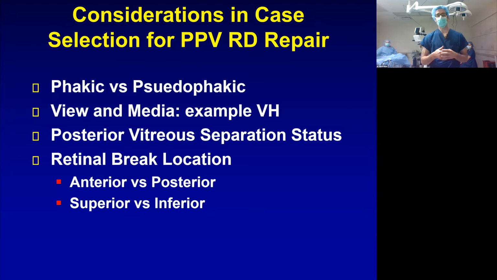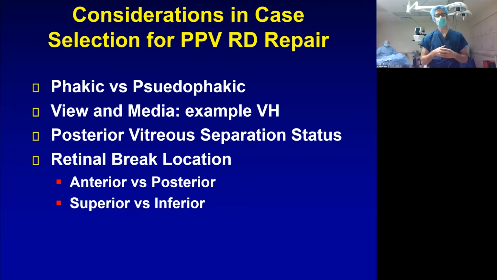Posterior vitreous separation status. If you're going into a vitrectomy for RD repair, it's going to be an easier case if you already have a posterior vitreous separation. The vitreous can be very adherent, especially in younger people, down around the optic nerve or in the periphery, and that can hinder your case and lower your success. If the vitreous separation is already present, that makes for an easier case.